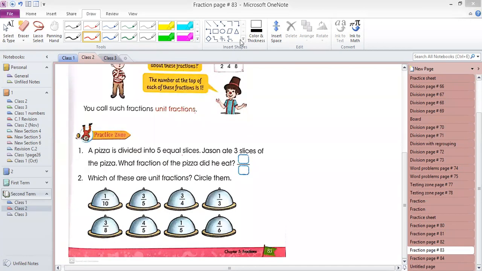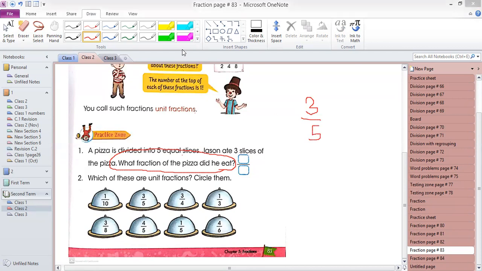Just 3 slices. Just wait for a while, Ibrahim. Let me explain the question. Guys, the question is saying a pizza is divided into 5 equal slices. How many equal slices? 5. Jason ate 3 slices of the pizza. Out of 5 slices, 3 slices Jason already ate. Then what fraction of the pizza did he eat? You have to write a fraction of the pizza he ate. 3 out of 5. You are saying 3 out of 5?